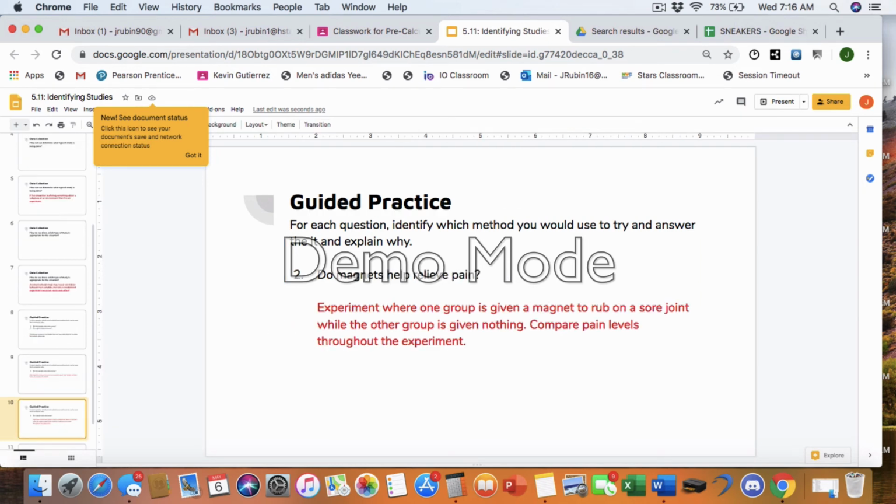Now, the second question, do magnets help relieve pain? This is something you want to use an experiment for. Now, I'm not saying you can't use an observational study. I'm talking about the best or most appropriate answer, right? So, why would you use an experiment here? Well, you want to check if there is actually a cause and effect, right? We want to see if magnets can really relieve pain.